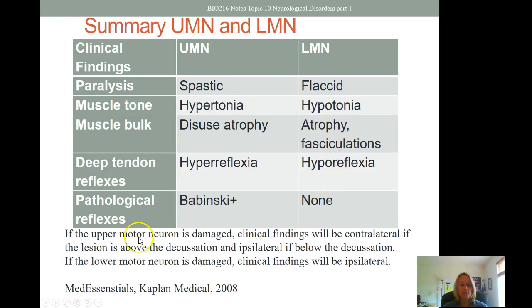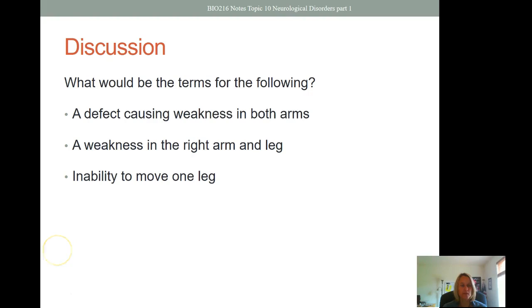The other thing to remember is depending on where the upper motor neuron is damaged. So if the upper motor neuron lesion is above the medulla, it will be contralateral, and if it's after the medulla, it will be ipsilateral. If the lower motor neuron is damaged, the clinical findings will be ipsilateral. Okay, so answer for yourself, what would the term we would use to describe a defect causing weakness in both arms, a weakness in the right arm and leg, and inability to move one leg?